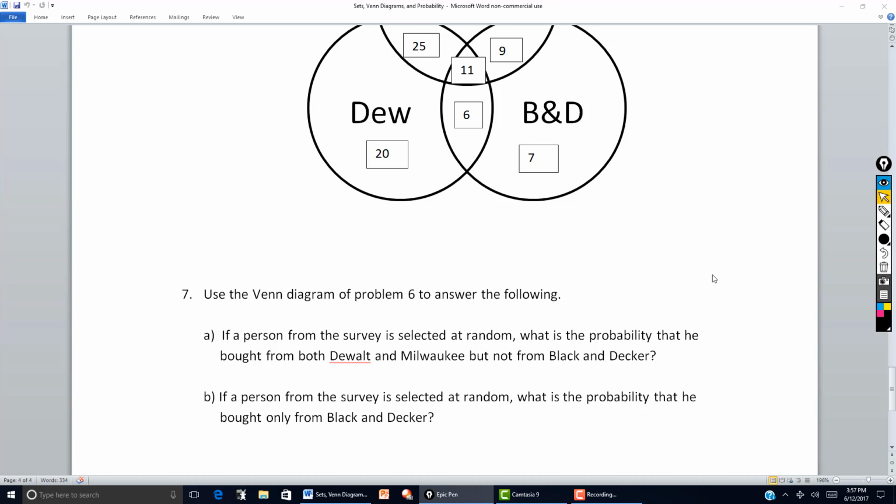B, if a person from the survey is selected at random, what is the probability that he bought only from Black & Decker? Well, again, you look at the diagram, and that would be associated with this region right here, which is labeled 7 values. So for this one, it would be 7 over 100 as a fraction, or divide that out, 0.07.